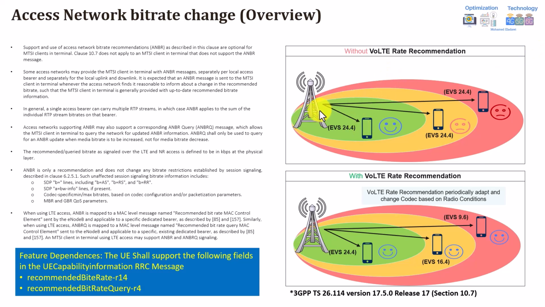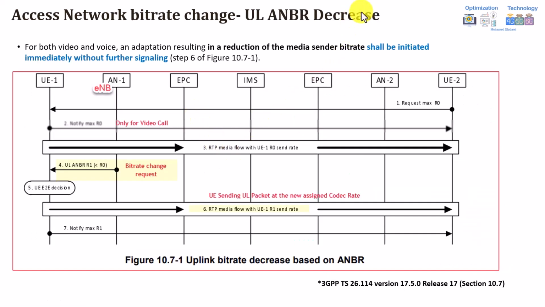Now let's move to clarify some concepts from the 3GPP. As you can see here, this is an example where the access network bitrate changes and the feature decreases the rate. This figure is quoted from the 3GPP, and this feature is supposed to be supported for both voice and video in general. Here, in step number 3, there is already an ongoing RTP uplink from user 1 to user 2, with a specific codec rate. Assume this codec rate is, for example, R0.